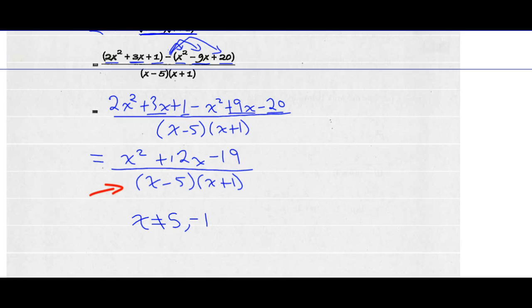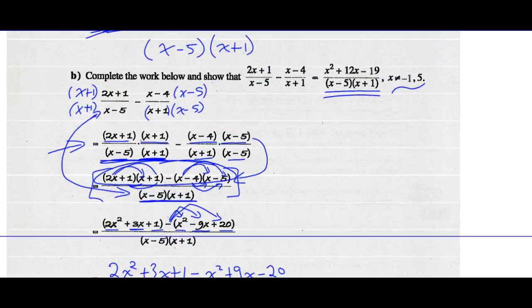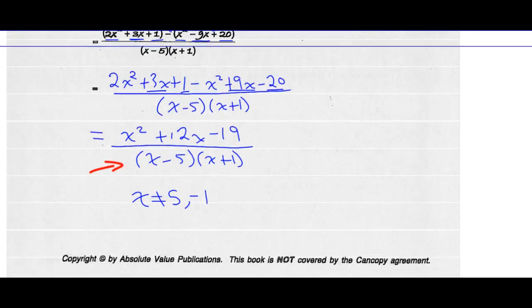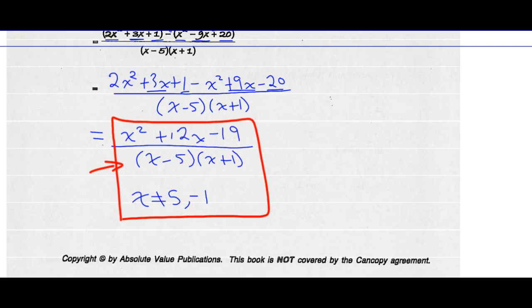So we look back to the top of the question. We've got the expression x squared plus 12x minus 19 over x minus 5 times x plus 1. Yep, same thing. And we've got these restrictions: x can't equal -1 or 5. We've proven that it's the same value.